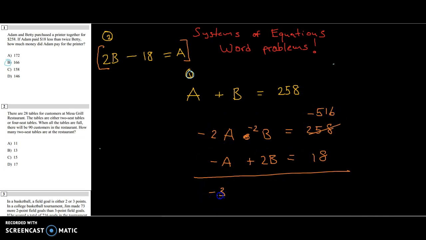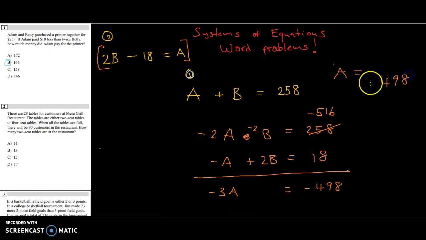We end up with negative 3A, and then the B's cancel, so we have negative 2 plus positive 2, it's 0, it's gone, is equal to this plus that, which is negative 498, I believe. Yes, I believe so. Okay, so then if we were to solve for that, we could divide both sides by negative 3, and that gets us to A is equal to 498 divided by 3.